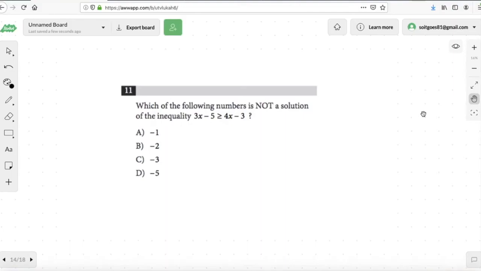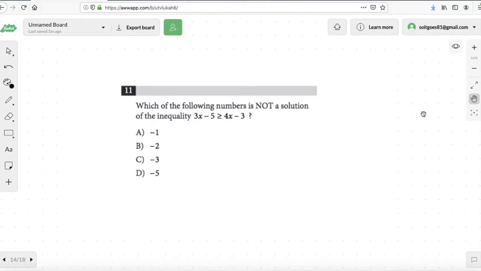Juliana, what are we solving for here? The inequality, which is not the solution. Which one isn't a solution to that inequality, right? And here's the deal: that means we've got 3 answer choices that are a solution to that inequality. Does that make sense? Yes. And only one that's not a solution to that inequality. Okay. So let's find the one that's not.